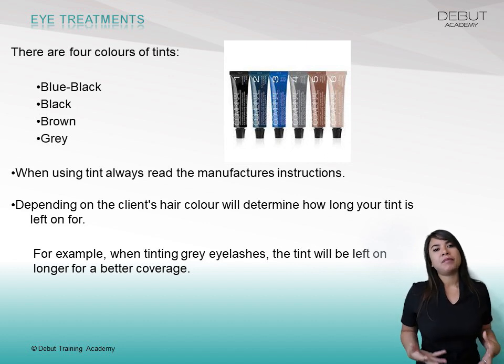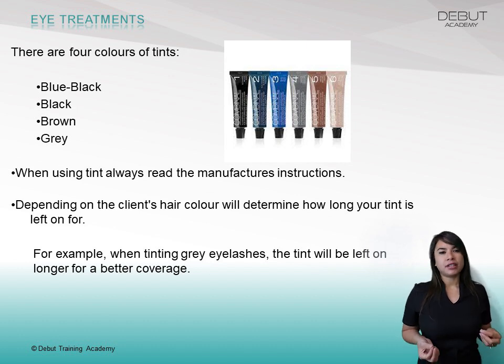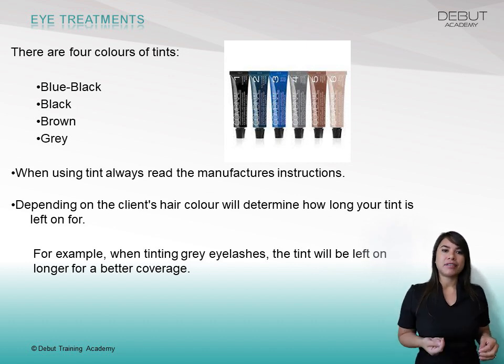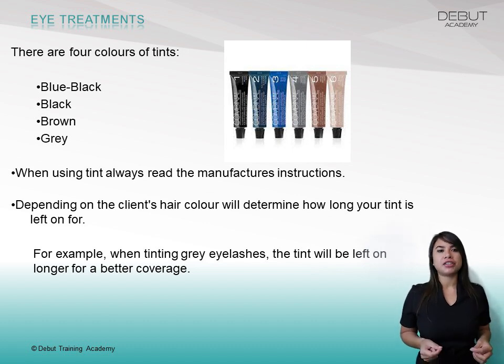So when you're mixing up the tint, you need to make sure that you're following manufacturer's instructions. They do vary. Typically you get a 5p piece and you have 8 to 10 drops of the peroxide. So you have a little bit of tint, the peroxide, and mix this together in quite a thick consistency. Now this has to be done at the time of application.